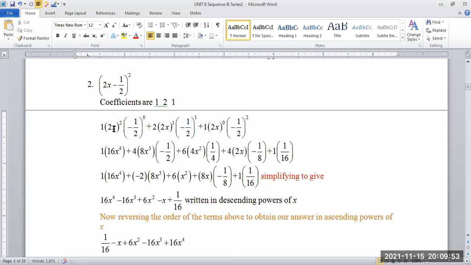All right, so the first line would be 1, 2, 1. As I said before, the separators will always be positive signs. You'll always have plus signs in between, every single time.